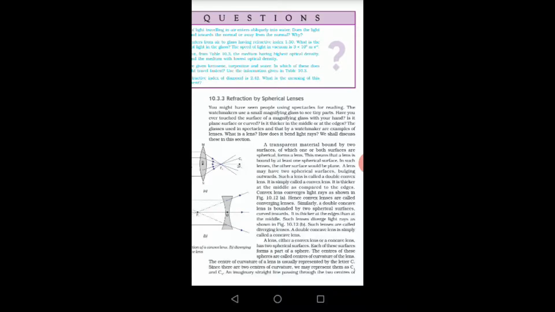So, lenses are further divided into two parts. One is convex lens, other is concave lens. See the figure number 10.12 of NCERT book. Left side figure, top is A, means A is convex lens, B is concave lens.